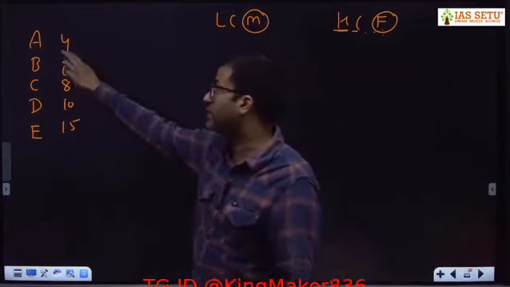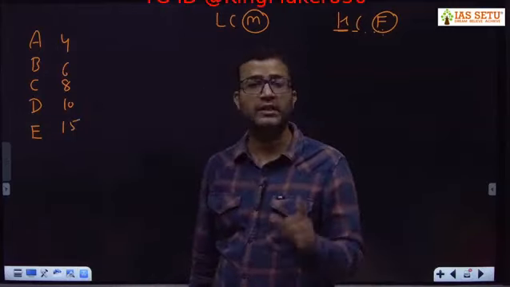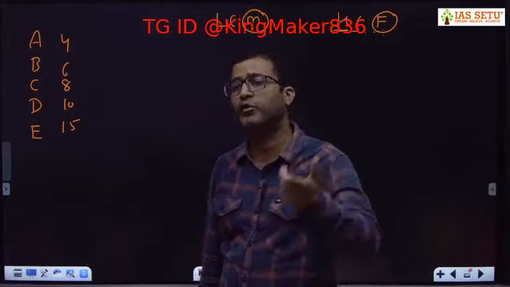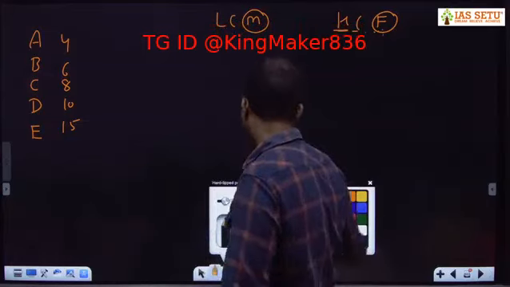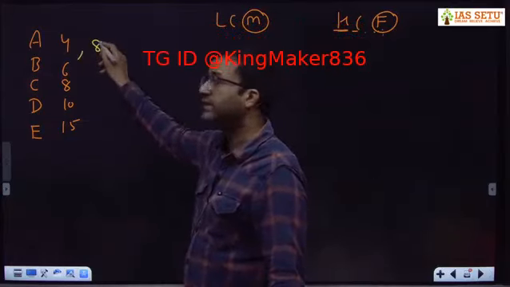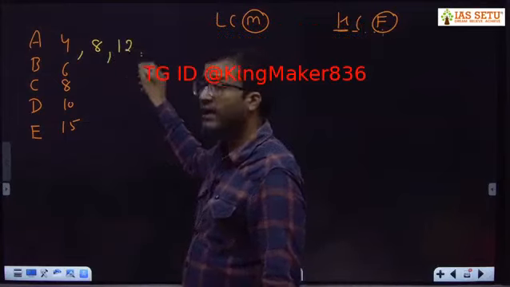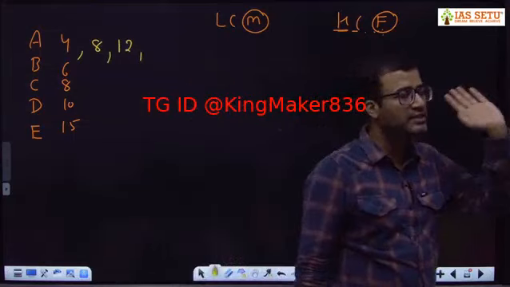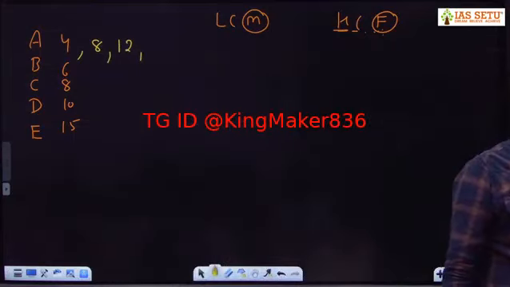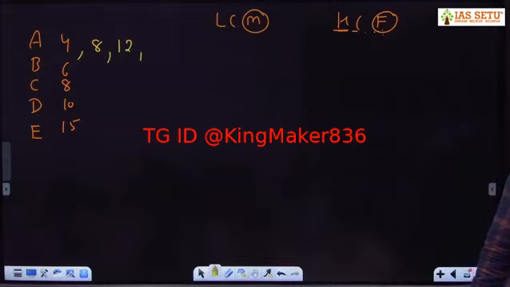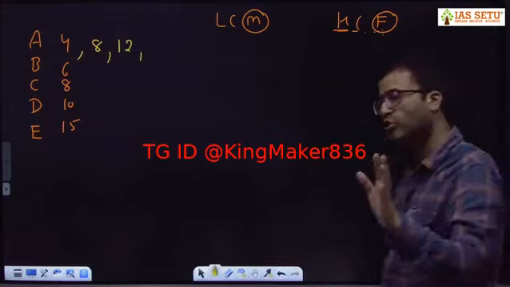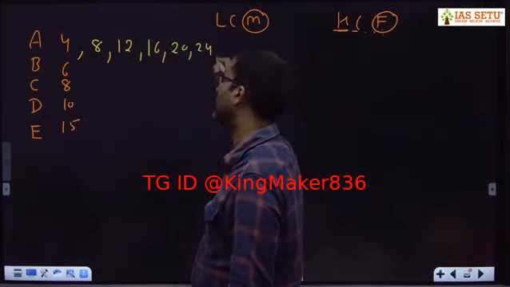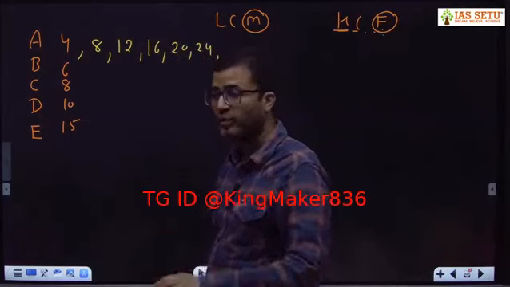Tell me, can bell A ring at 2 seconds? No, it will toll at an interval of 4. It will toll at 4 seconds, then 8 seconds, then 12. Every 4 seconds this bell tolls. At a multiple of 4, you will find bell A will toll: 4 second, 8 second, 12 second, 16 second, 20 second, 24 second.